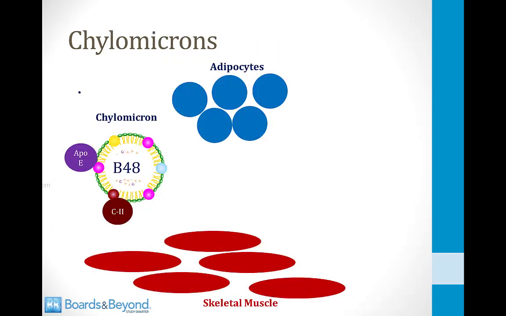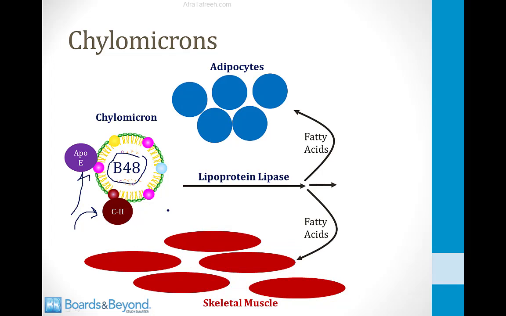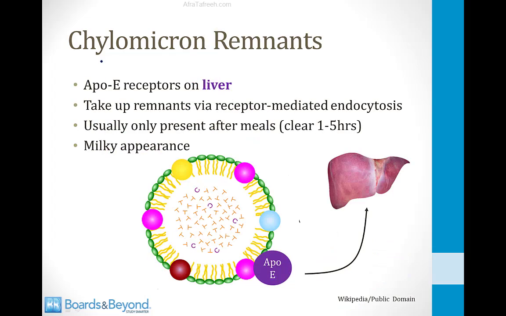So let's review what happens to chylomicrons as they move through the circulation. They're secreted from enterocytes with B48, and then they pick up ApoE and C2 from HDL. As they pass by skeletal muscle and adipocytes, they encounter lipoprotein lipase, and then they give up the free fatty acids contained in their triglyceride molecules. They then will become what's called a chylomicron remnant, and this will go to the liver, where the liver has receptors for ApoE.